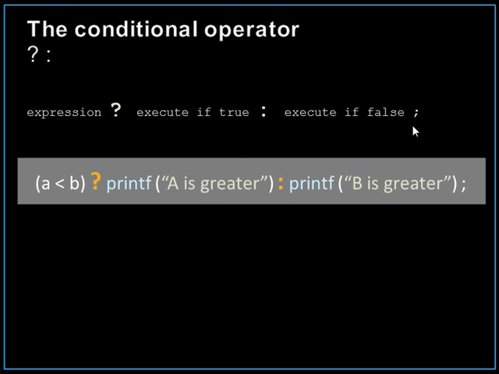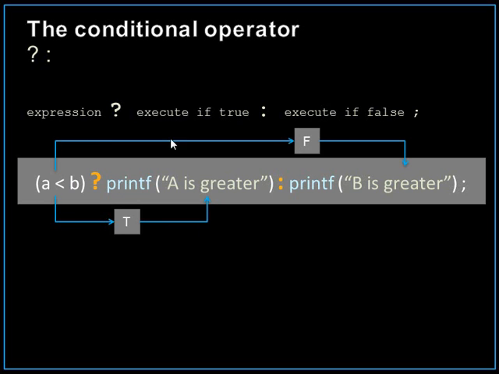Let's take this example. You have put A is less than B. This is an expression. If this expression A is less than B is true, then it will print A is greater. And if this is false, it will print B is greater. Similar to if else, but quite compact, right? Remember that this semicolon is necessary at the last. Here there is no semicolon because this is one single statement. After the statement you have a semicolon.